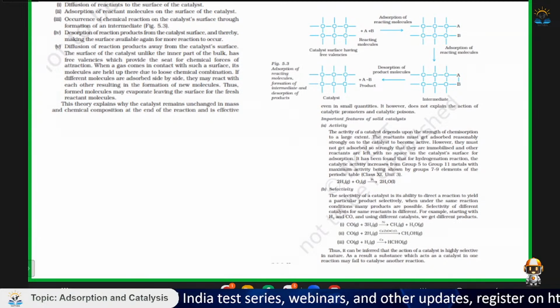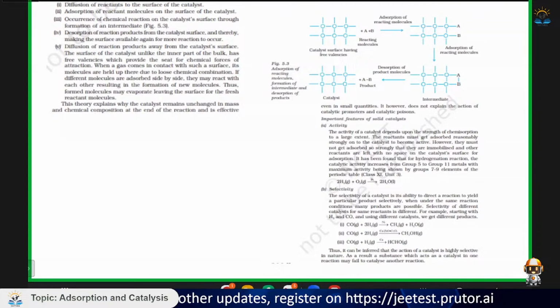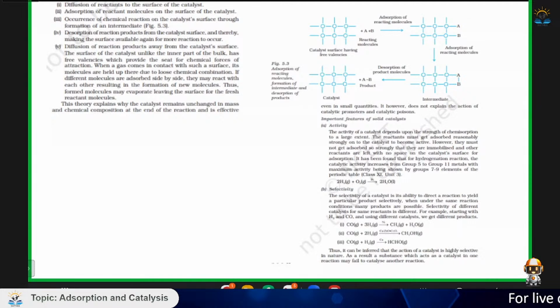Important features of solid catalysts. As you can see, this theory is for solid catalysts. The activity of a catalyst depends on the strength of chemisorption to a large extent. The reactants must get adsorbed reasonably strong on the catalyst to become more active. However, they must not get adsorbed so strongly that they are immobilized and other reactants are left with no space on the catalyst surface for the adsorption. That's understandable.